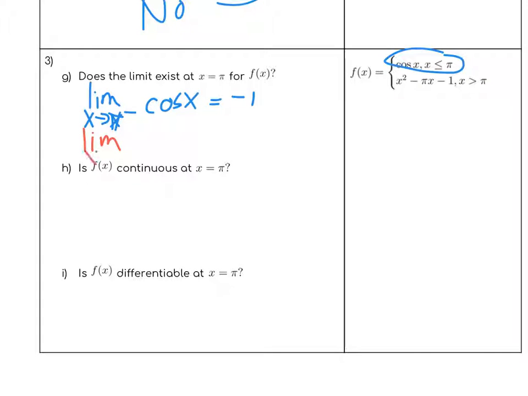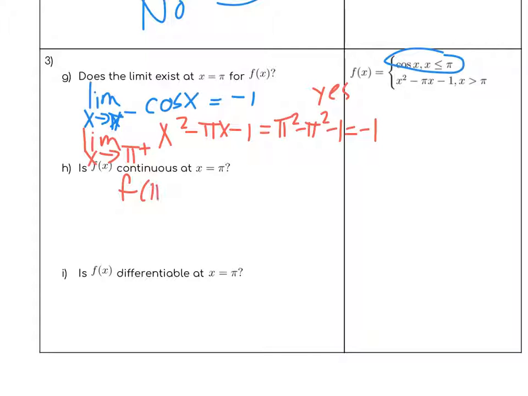So the limit as x approaches pi from the right is going to be of x squared minus pi x minus 1, which is pi squared minus pi squared minus 1, which is -1. So the limit does exist. I'm going to check to see if it's continuous by finding f of pi, and that's going to be the first one since that has the equals part. And we already found that that's -1, so yes, it is continuous.